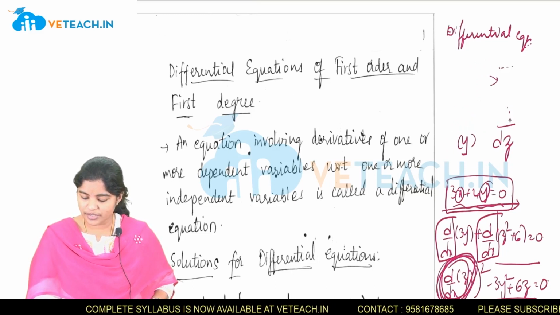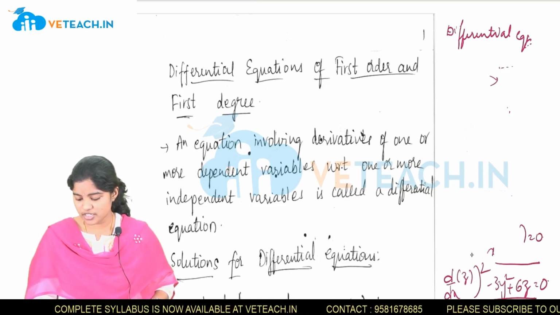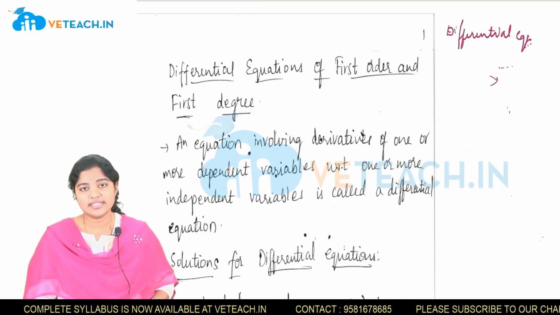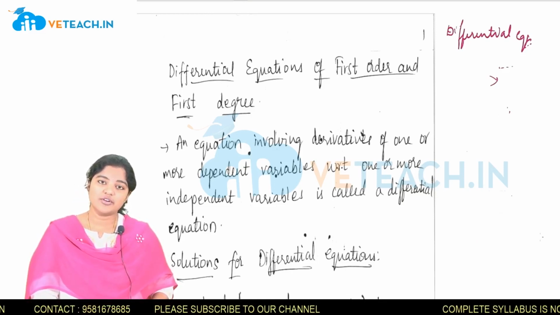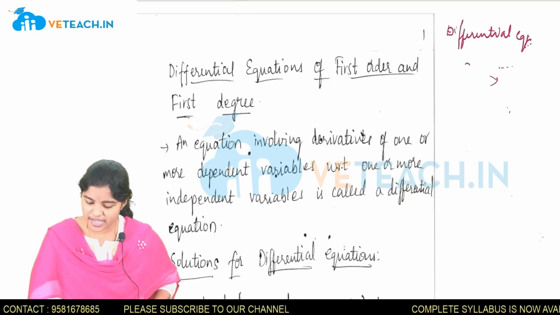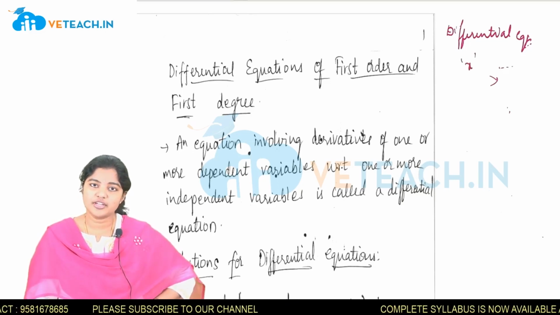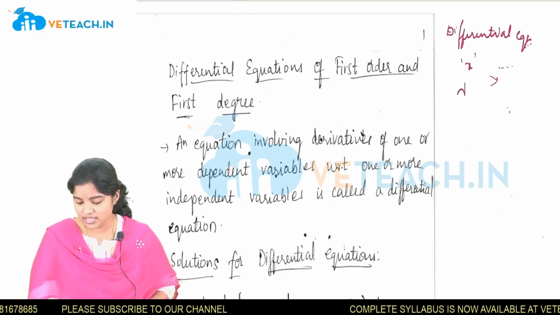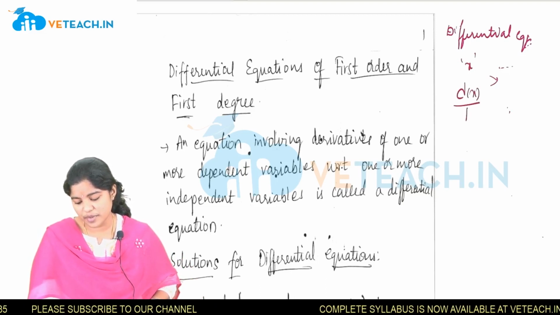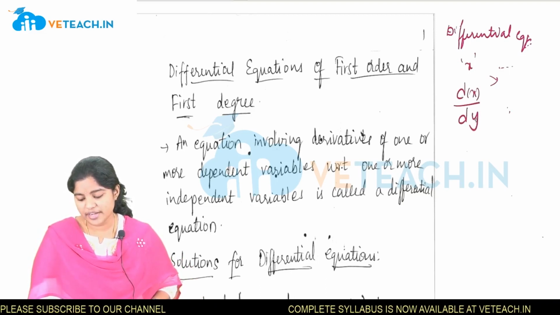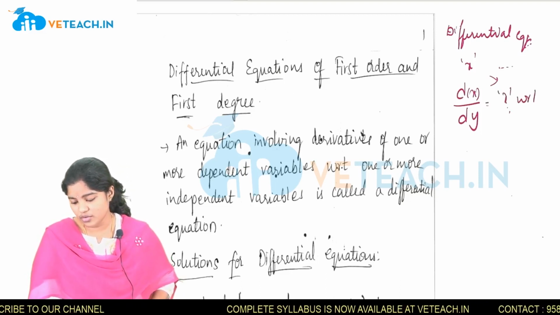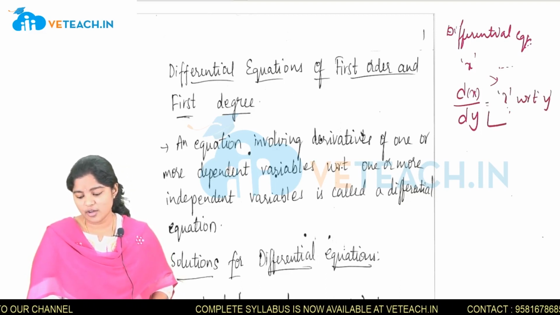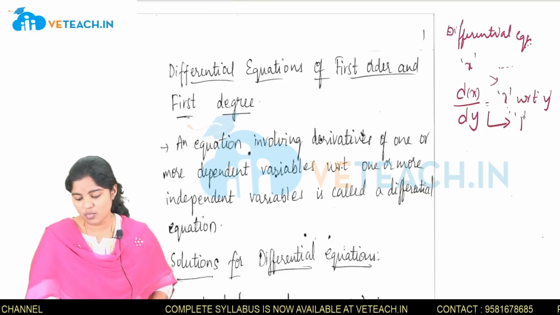So let us go into the order and degree of the equation. What is order and what is degree? Order is nothing but how many times you are differentiating the equation. Suppose we take a variable x and differentiate it with respect to some variable y. What will I write? dx by dy is the differentiation of x with respect to y. The order of this equation is 1.